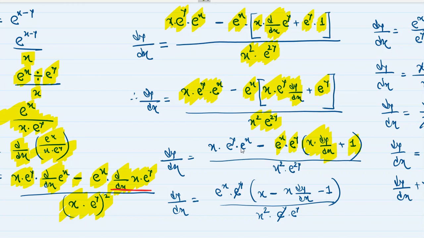In the next step, I take out e raised to y and e raised to x common from both the terms. So inside I'll be left with x minus x dy by dx, there is a minus sign over here, and minus plus minus 1. And upon this x square multiplied by e raised to 2y becomes e raised to y into e raised to y. One of the e raised to y gets cut over here, and the denominator remains as it is.